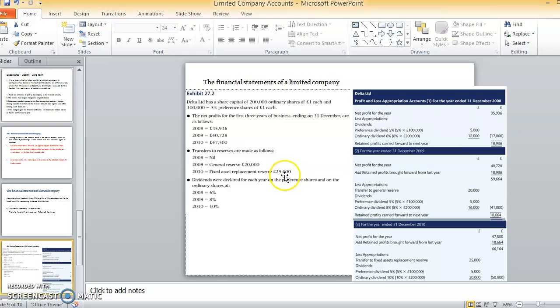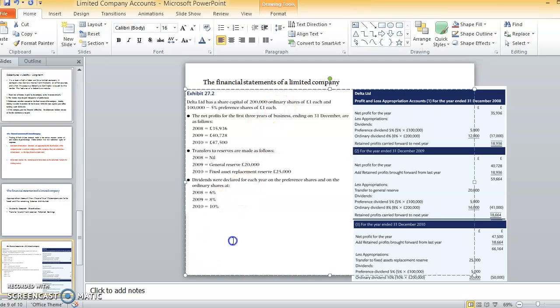So they made a reserve for it for 25,000. It means out of the profits, they put 25,000 in this special reserve account. And out of the profit of 40,000 in 2009, they put 20,000 in the general reserve. Then dividends were declared for each year on the preference shares and on the ordinary shares. So each year, both the ordinary shareholders and the preference shareholders got dividends.